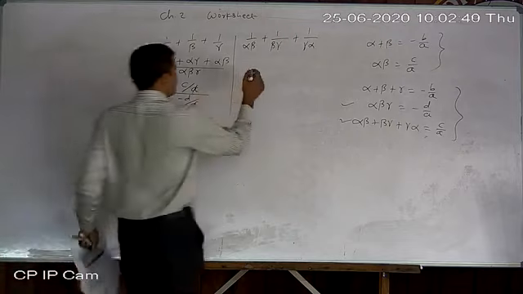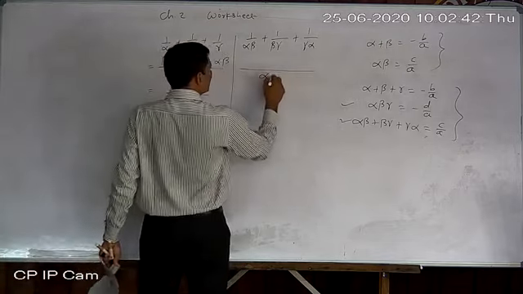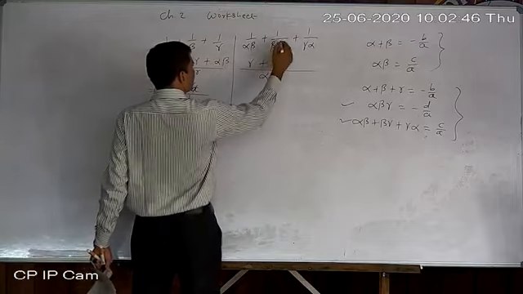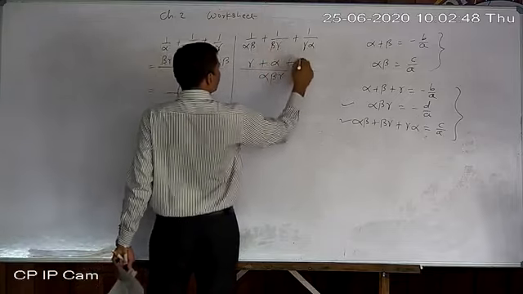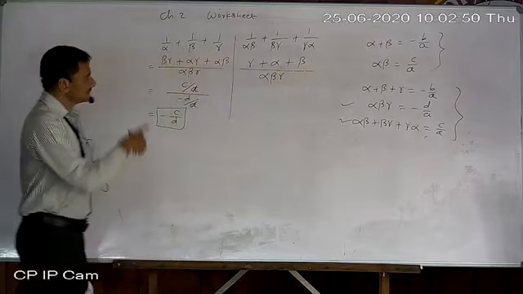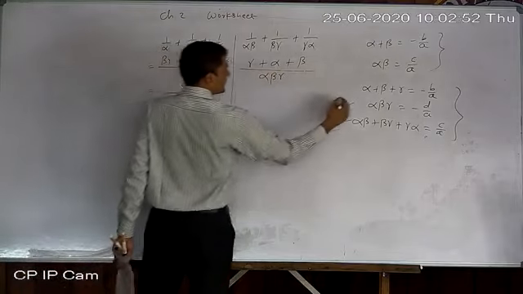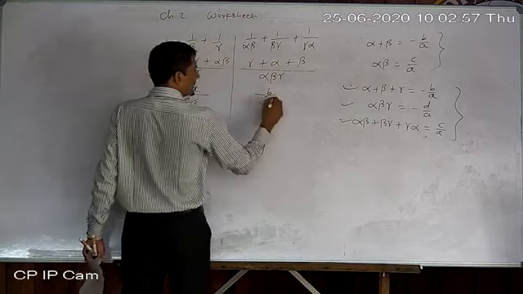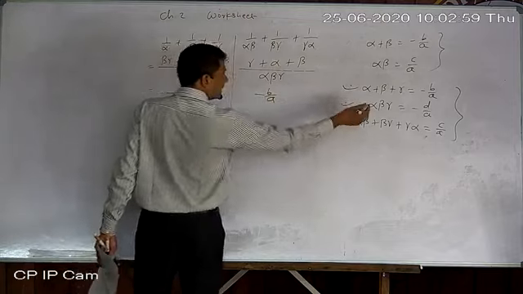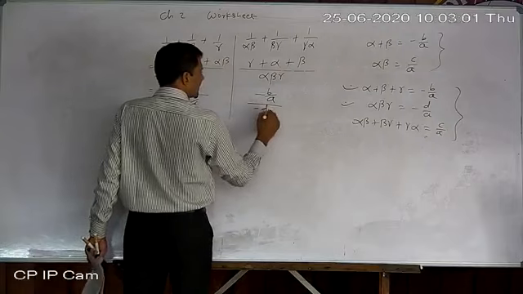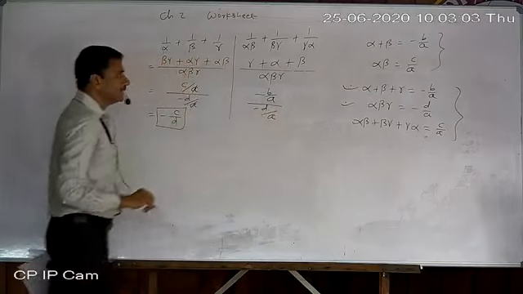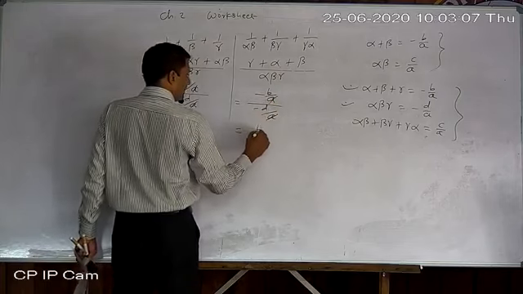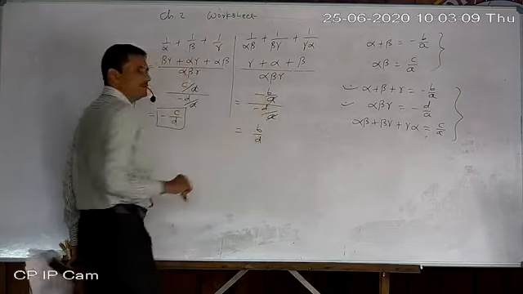Now again take LCM. So LCM is alpha beta gamma only. Now what is missing here? Gamma. Here what is missing? Alpha. Here beta. So look, this is alpha plus beta plus gamma. This one, write down minus d upon a. This is alpha beta gamma. So it is minus d upon a. So both a cancel. So whatever is left, b upon d, minus minus becomes plus.